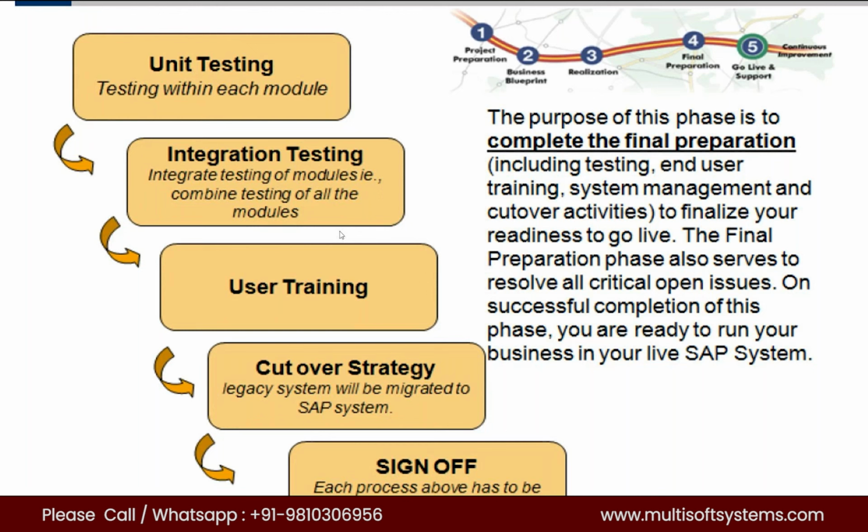Once the user acceptance testing is done, user training will be provided and the cutover strategy will start. Cutover strategy means, so far they might be using Tally. In Tally, there will be some open transaction documents. A sales order might have been created, but billing may not be created for that particular sales order. It might still be open, pending for billing. This is an open document.